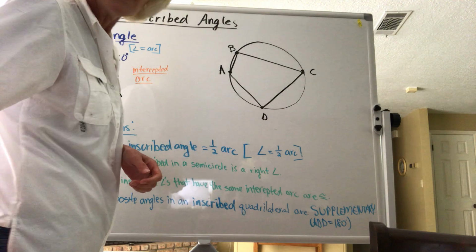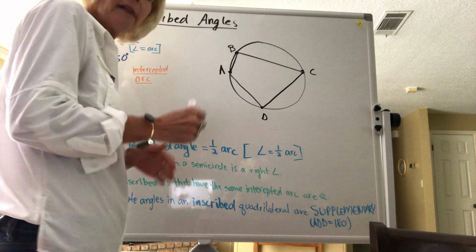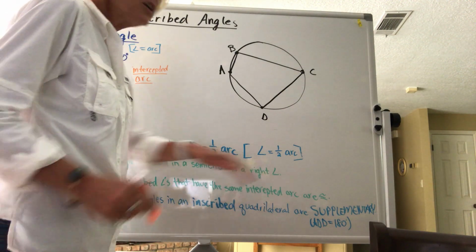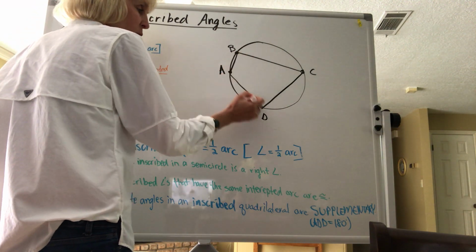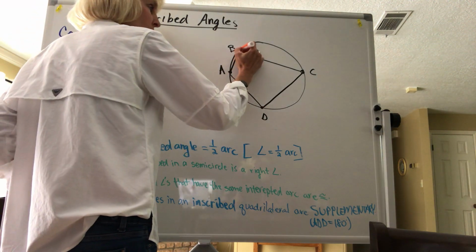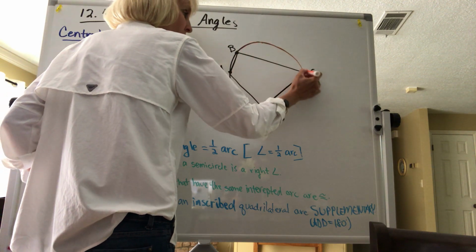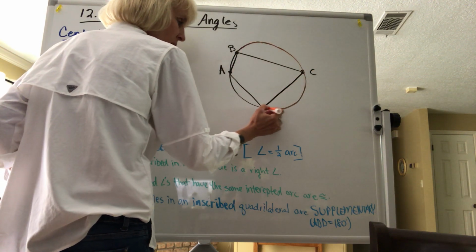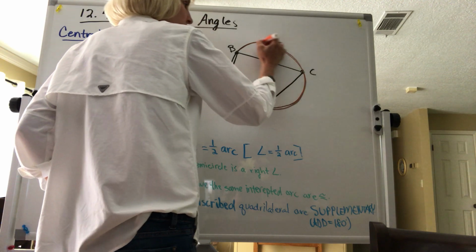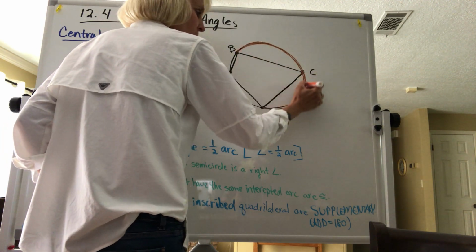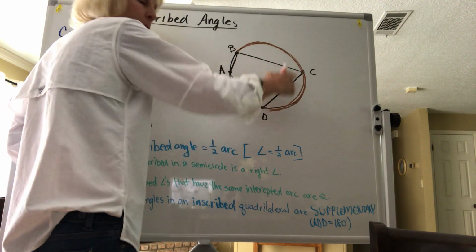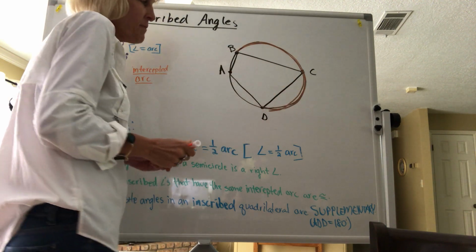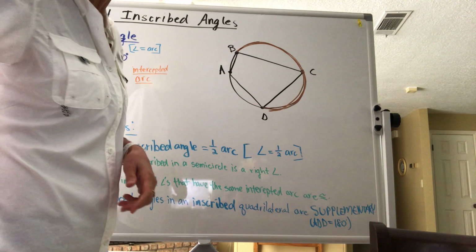So every single one of these would be half the arc. So I could look at it and say, where's angle A? Well, angle A is right here. Where's the intercepted arc? All the way around here. Okay? So A would have to be half of this intercepted arc. Everybody agree? Okay, now look at it in terms of the other side.